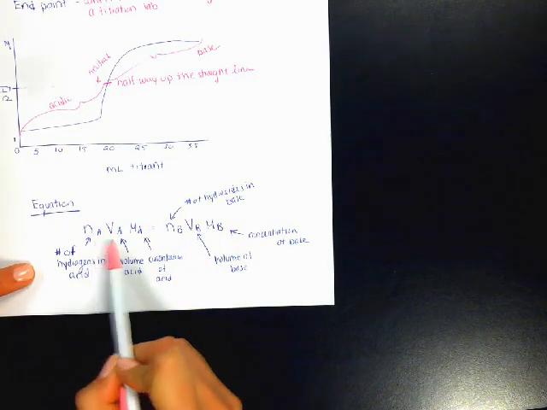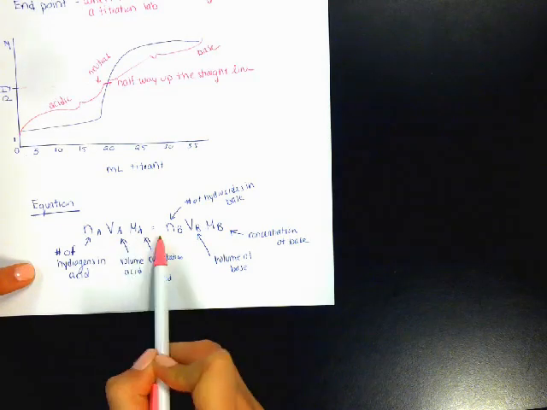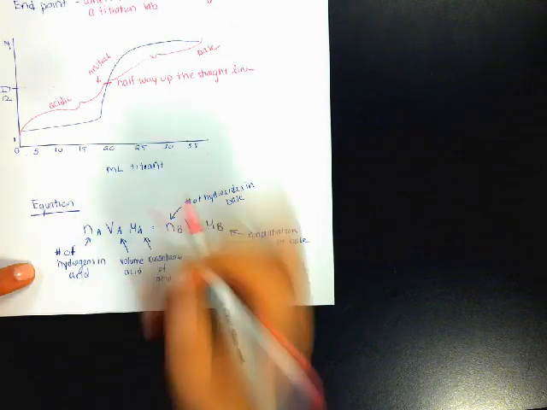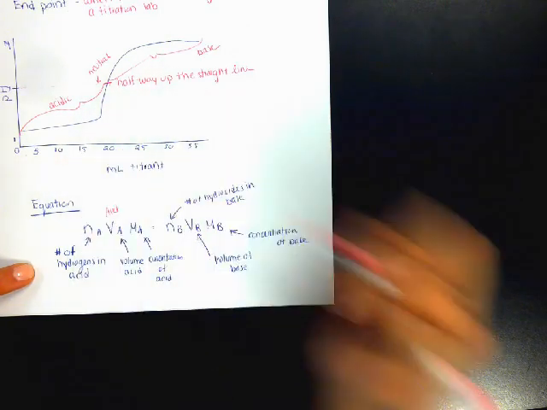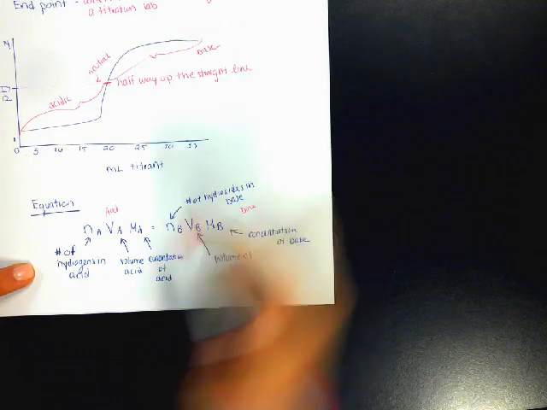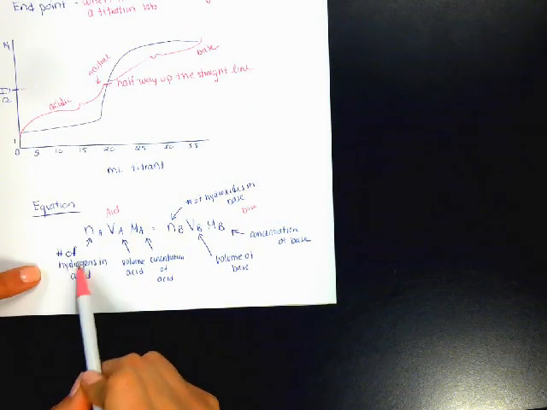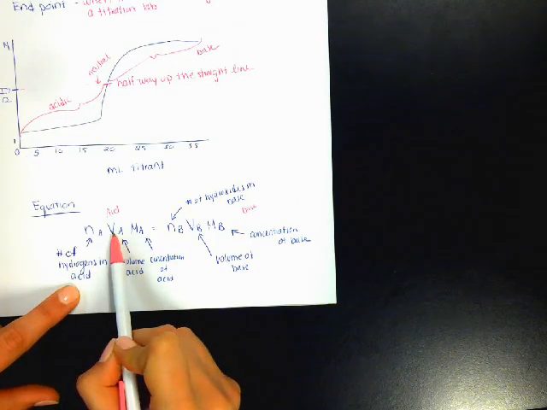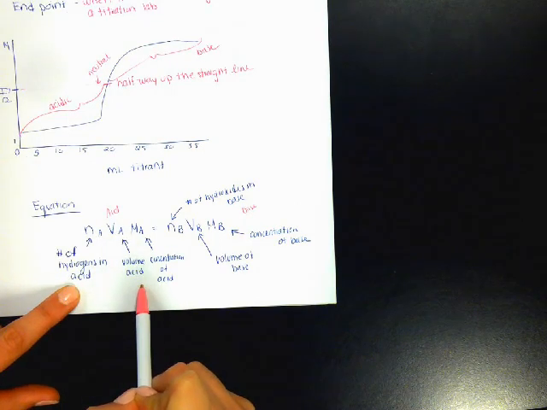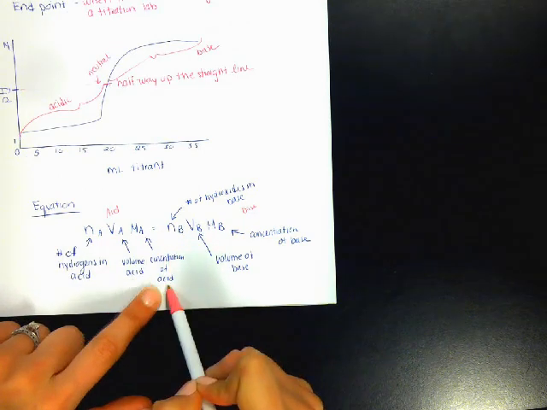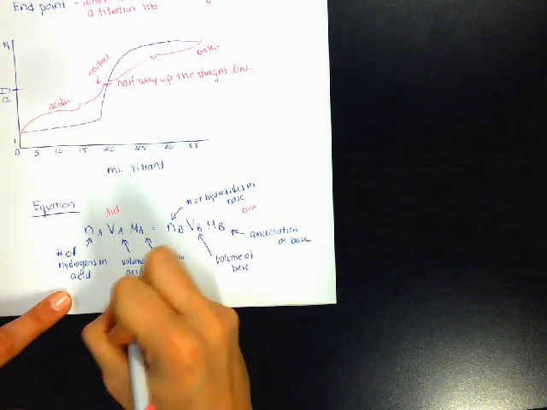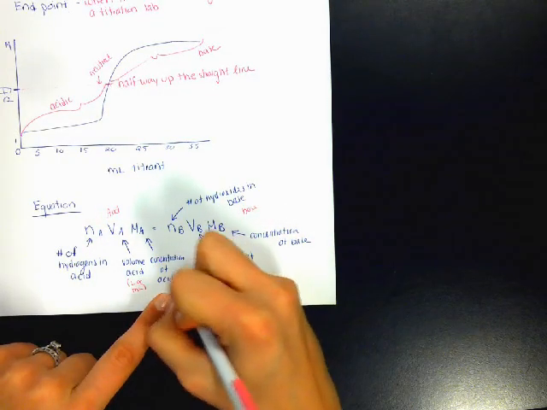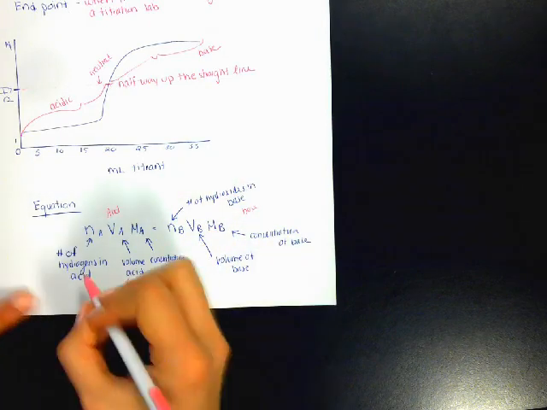And it's Na times Va times Ma is equal to Nb times Vb times Mb. So the A's all stand for the acid side, and the B's stand for the base side. So Na is the number of hydrogens in the acid formula. The Va is the volume of the acid, and then the Ma is the concentration of the acid. Your volume can be in liters or milliliters, okay? And then your concentration will be in molarity.